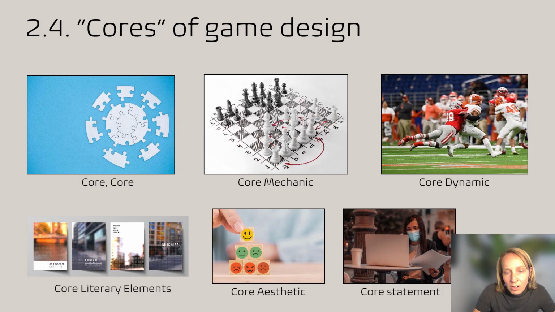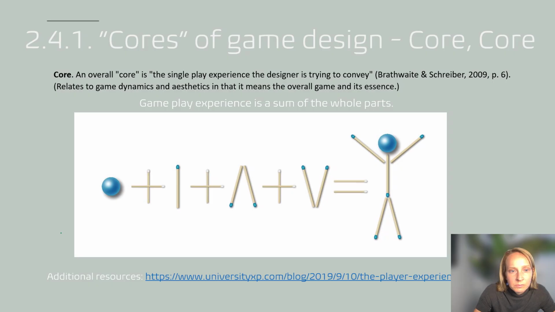Core statements are related to the visual game, and are often written by a design team to reflect the core mechanics and sum up in a single sentence or a small document what a game is. So we're going to take a look at these. Again, an overall core is a single play experience the designer is trying to convey. I see it as the sum of its whole parts, and what the game allows you to do, what it's supposed to be, the impressions now or in the future that it provides. What is this game supposed to be doing?